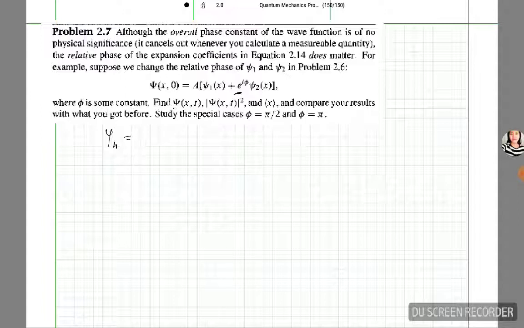So we want to find the absolute value of the time-dependent wave function squared, and the expectation value of x. And then we're going to be looking at a couple of obvious phases. This is in a square well, so we have this result that we can build off of. And I am going to use the normalization that I got in problem 2.6 part A, that A is equal to 1 over square root of 2.